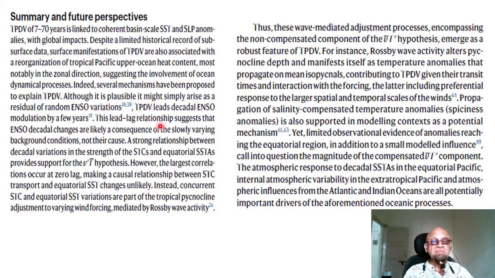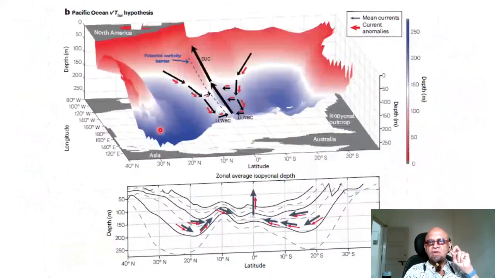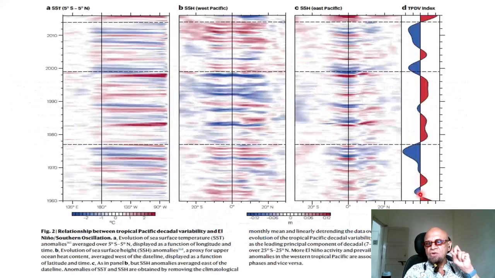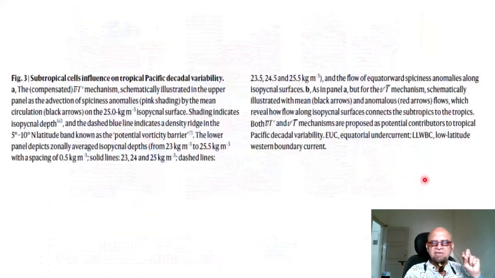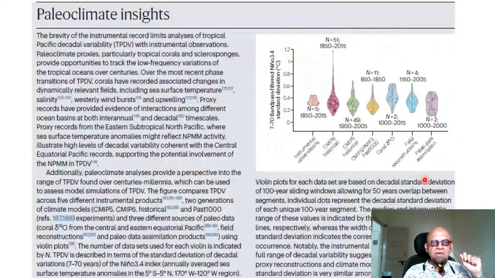Although it is plausible it might simply arise as a residual of random ENSO variations, TPDV leads to decadal ENSO modulation by a few years. So El Niños cluster, more El Niños or more La Niñas, and then fewer, and so on. And TPDV leads. And so it raises a question of whether the previous cycle of ENSOs is doing that, or a change in TPDV, a phase shift in TPDV, is leading to ENSO clustering, right? So if you look here, do ENSOs cluster and cause the phases, or does the phase change cause clustering of ENSOs? So that's an interesting question, which is hard to answer.